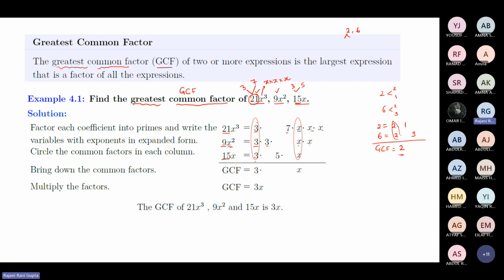Okay. So the greatest common factor from the numbers is 3. From the variable, it's x. So the greatest common factor is 3x. The process is exactly similar to what we did for numbers. I hope you remember that. Do you remember this? Is this clear? How do we get 3x? Yes. Clear. Okay.